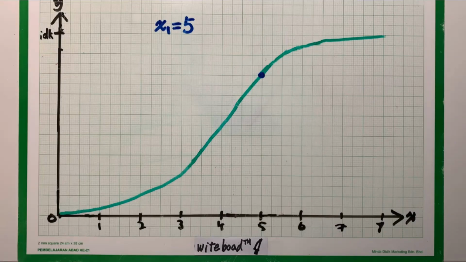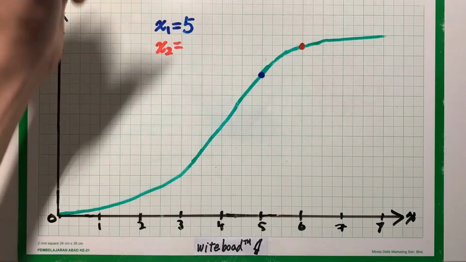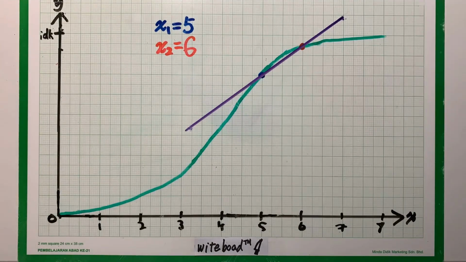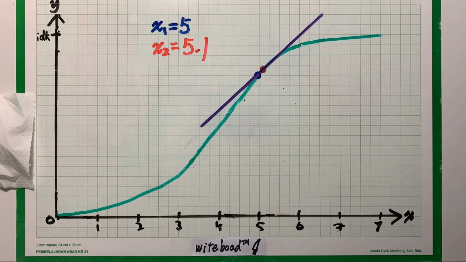Let's say we want to find the velocity at x equals 5. So we fix 1 point here first, and find the point close to that. Let's say x equals 6. And then we calculate. Now obviously this isn't really close enough, so let's make it closer, and closer, and closer.